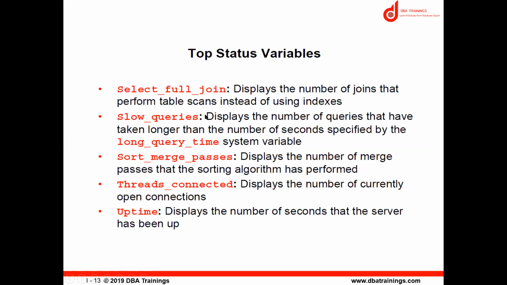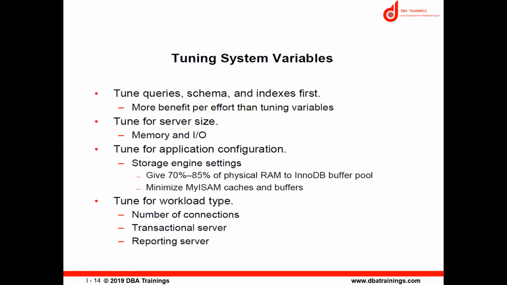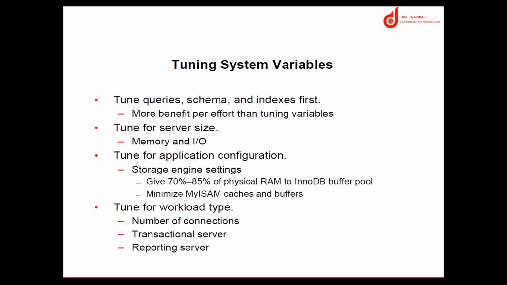Select full join. This will display the number of joins performed. For slow queries, you can monitor the slow queries, long query times, short messages, thread, uptime. These are the different types of variables given. From there you can look into your database. Okay. Understood? Yes.